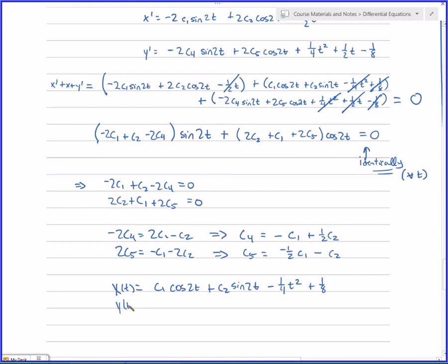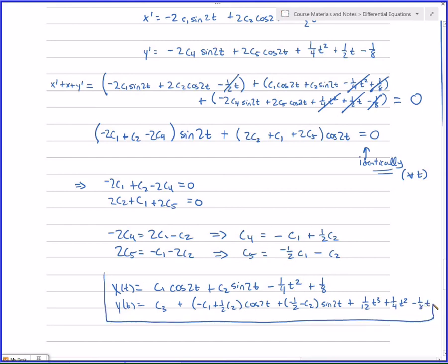And y of t will be C3 plus negative C1 plus 1/2 C2 cosine of 2t plus negative 1/2 minus C2 sine of 2t plus 1/12 t cubed plus 1/4 t squared minus 1/8 t. And since I didn't give you an initial value problem, just the differential equation, we're done.